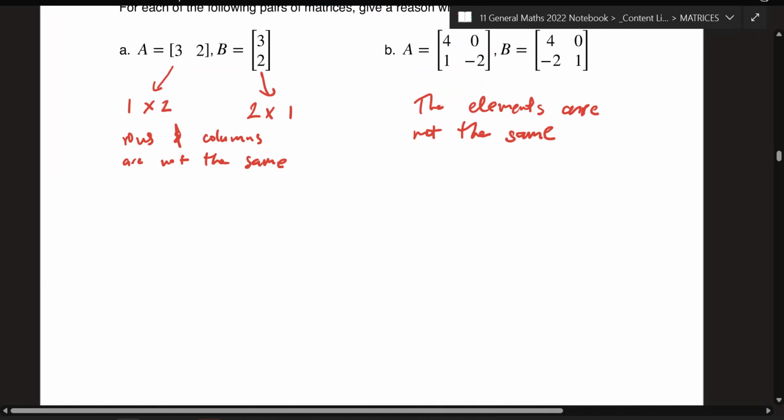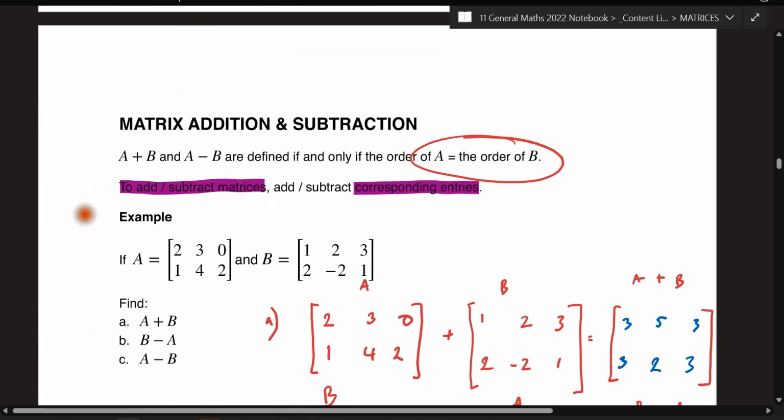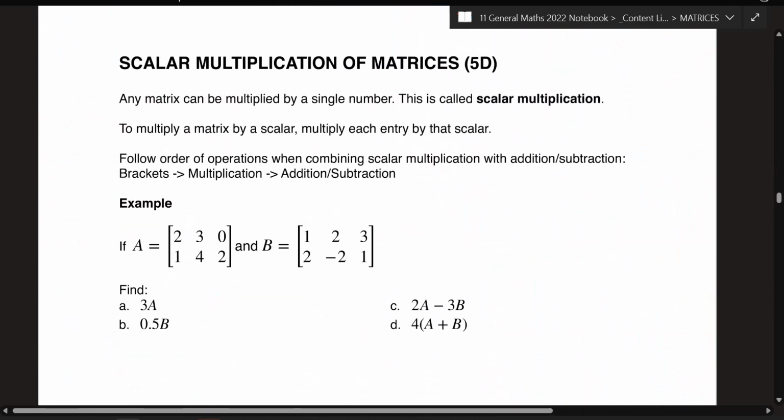Just 5D, that's it. So in terms of holiday homework, whatever you don't finish up to 5D is homework. That's it, so no extra work. All right, let's get into what we're doing today, 5D.